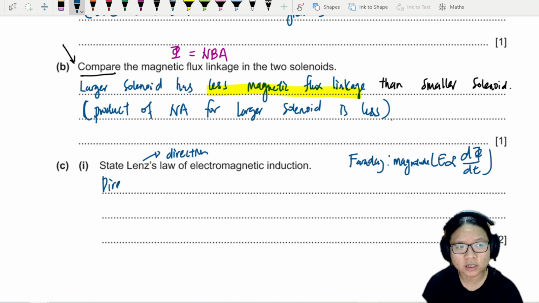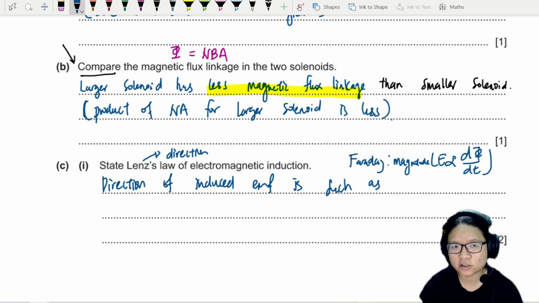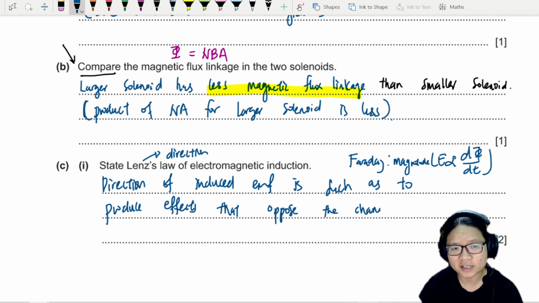So I'm going to start the definition with direction. The direction of the induced EMF is such as to oppose the change, right? So produce effects that oppose the change causing it.